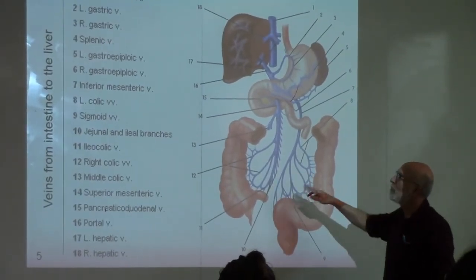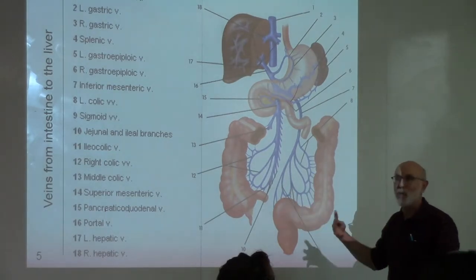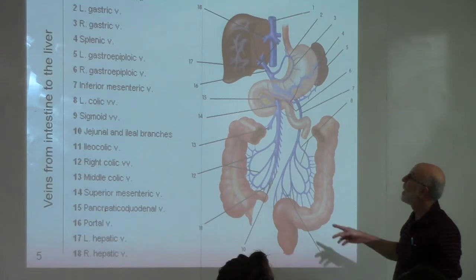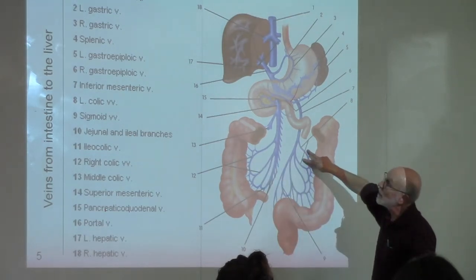I mean, maybe some people just call it the sigmoid vein, but I think it's easier. I mean, it's the sigmoid colic vein. And what's another one? Right colic. So this is the right colic vein. And over here, 8 would be the left colic vein, right?